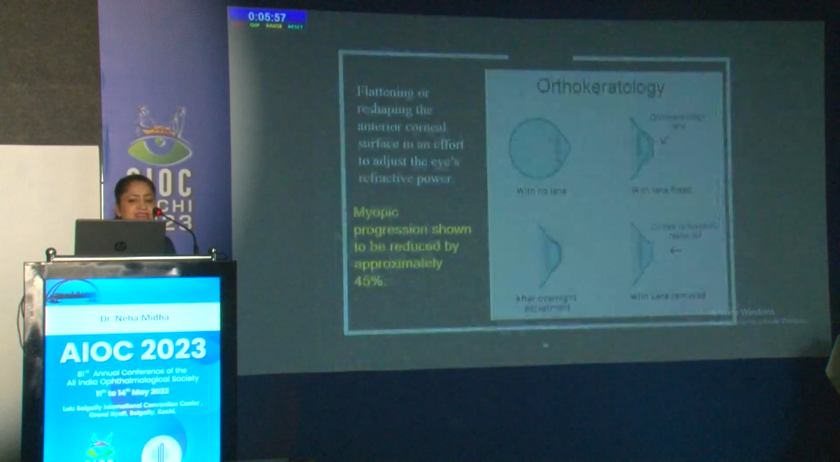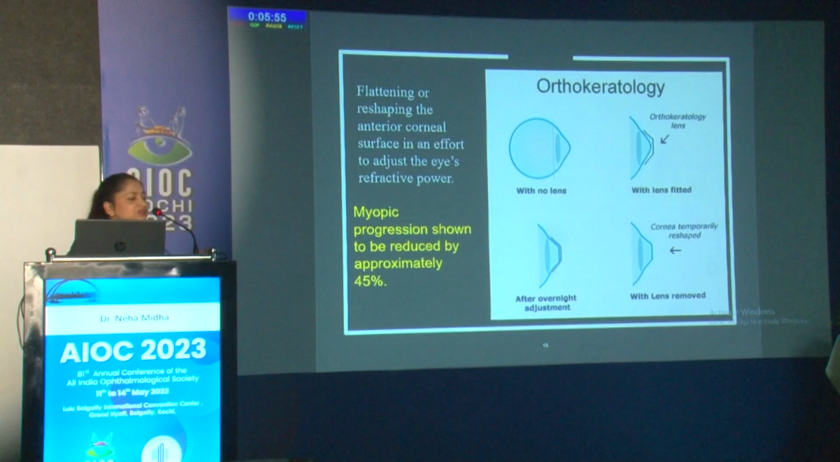Coming to contact lenses, the olden one is orthokeratology, in which with no lens, this is the myopic cornea. When you fit the lens at night, this is how it looks, and after overnight adjustment, there is reshaping of the cornea that you can see. Then in the daytime, the patient takes off the contact lens but still maintains that shape and does not need to wear glasses during the daytime. This is the concept of orthokeratology, and it is shown to decrease myopia progression by 45%.